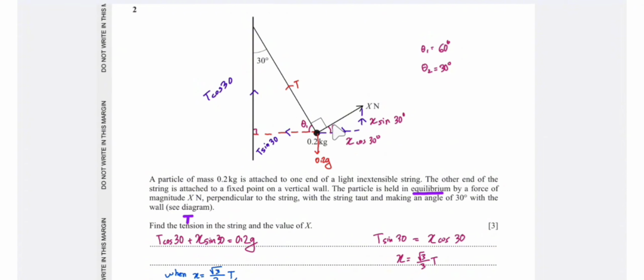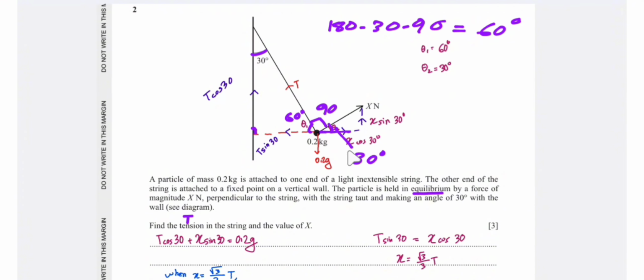To find this angle, first of all, we know that this angle is 90 degrees and this total angle is 180 degrees. Also we know that this angle is 30, this angle is 90. What would be this angle? So 180 minus 30 minus 90, that is 60 degrees. Since this angle is 60 degrees and this angle is 90 degrees, what would be this angle? So 180 minus 90 minus 60, that is, this angle will also be 30 degrees.